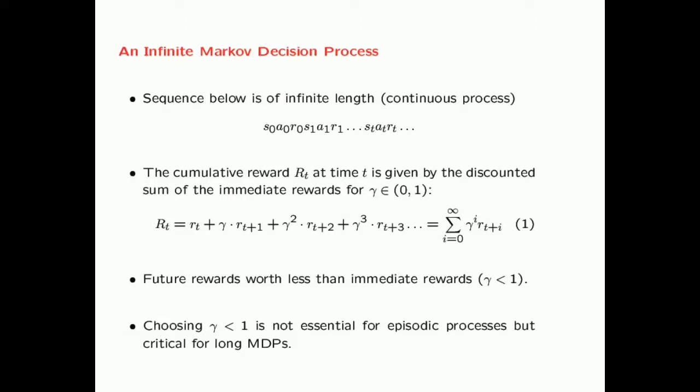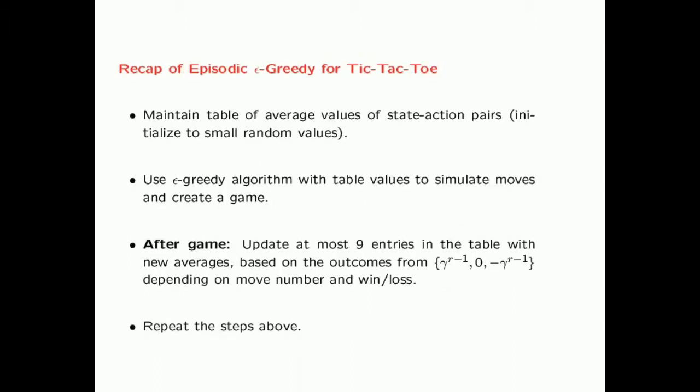However, if you have an infinite process, what happens is that if you look at the summation of equation 1, it could go to infinity. But when you choose gamma less than 1, you're not going to have an unbounded summation. It's also going to make your training process stable. It's not going to cause instability. So choosing gamma less than 1 is essential for continuous MDPs.